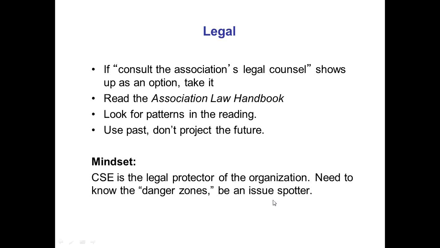And then you see that last statement here. As the CSE, and we're all CSEs, we're the legal protector. We need to know the danger.